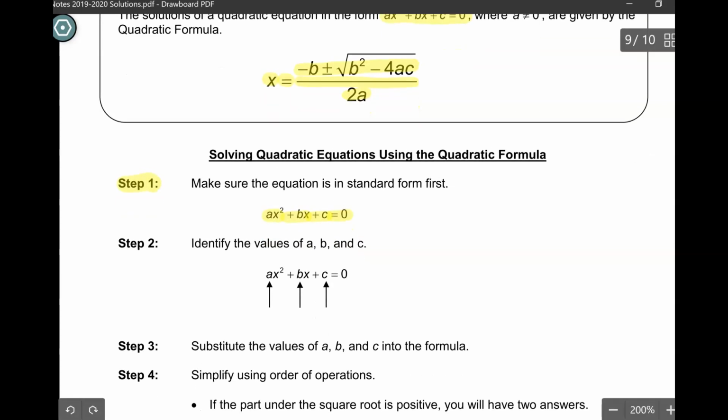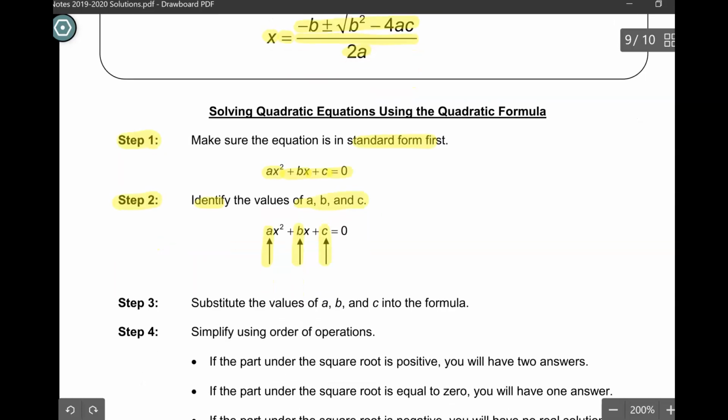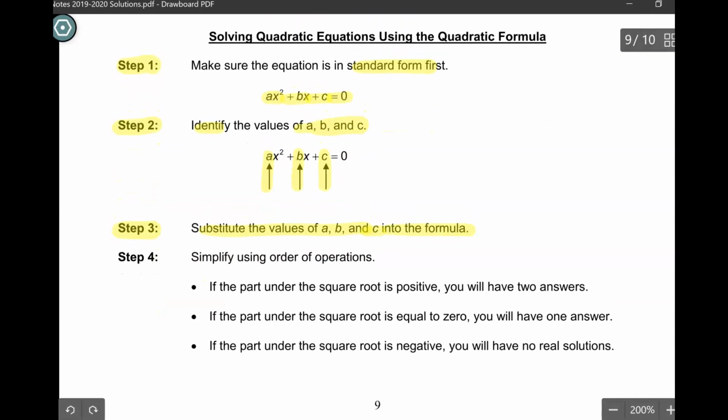Step 2, we're going to identify the values of a, b, and c. Again, you can see there, a, b, and c. Then step 3, you're just going to substitute the values of a, b, and c into the formula. And then step 4, this is where all the work is. Step 4 is you have to make sure you're using order of operations, and you're going to simplify.